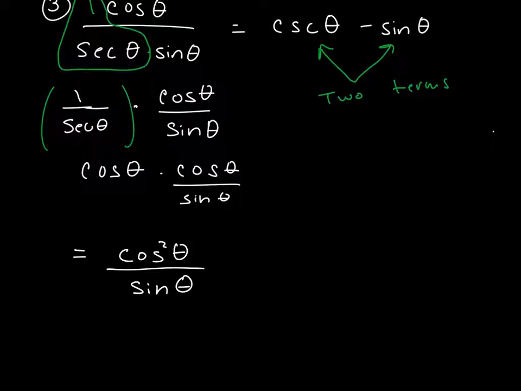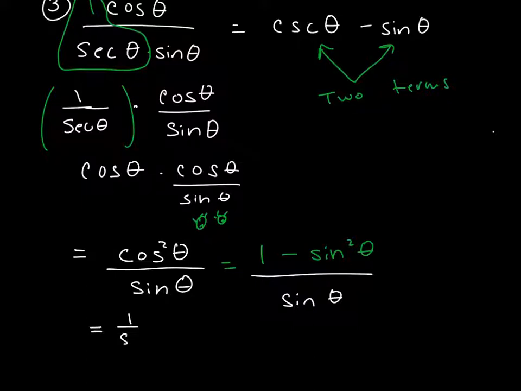Well, what do I know the cosine squared is equal to? That's my Pythagorean identity, right? The cosine squared is just equal to 1 minus my sine squared of theta. This is all over my sine of theta. So now if I go through and break this up, I have my 2 different terms. I have that this is equal to 1 over the sine of theta minus the sine squared of theta over the sine of theta.